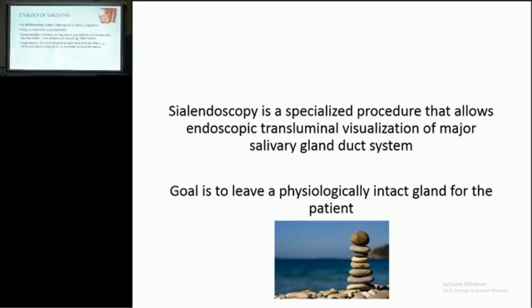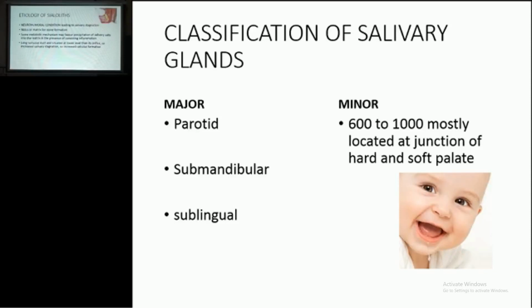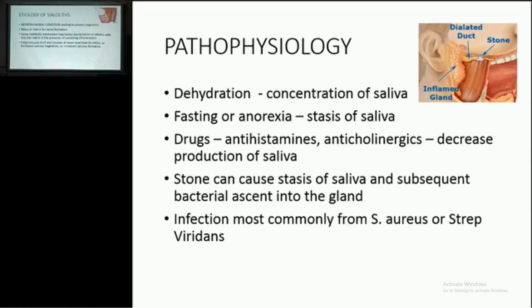So what has been the etiology of sialolithiasis? All the factors that I enumerated, conditions which lead to a salivary stagnation with a nidus or a matrix, as it's called, for the stone formation. Some metabolic changes take place, and there is precipitation of the salivary salts into this matrix in the presence of inflammation, and this finally leads to a stone formation. And the long tortuous duct situated at a level lower than the orifice doesn't help matters, and that increases the salivary stagnation and an increased chance for calculus formation.